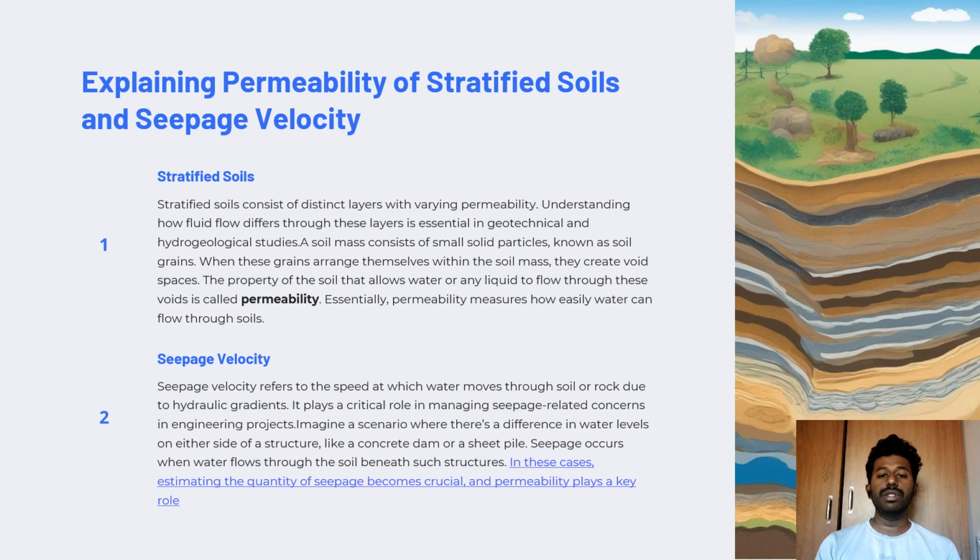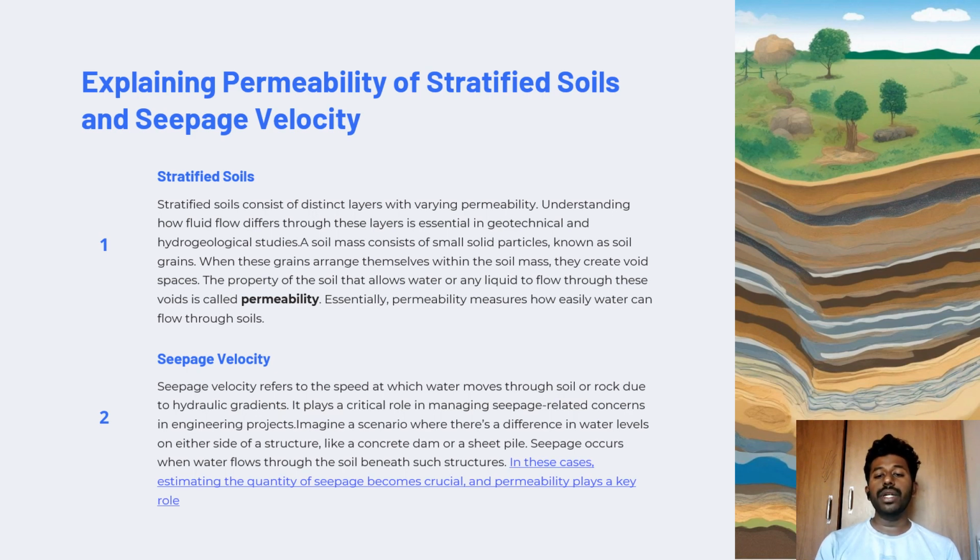A soil mass consists of small solid particles known as soil grains. When these grains arrange themselves within the soil mass, they create void space. The property of soil that allows water or any liquid to flow through these voids is called permeability. Essentially, permeability measures how easily water can flow through soil. Seepage velocity refers to the speed at which water moves through the soil or rock due to hydraulic gradients. It plays a critical role in managing seepage-related concerns in engineering projects.